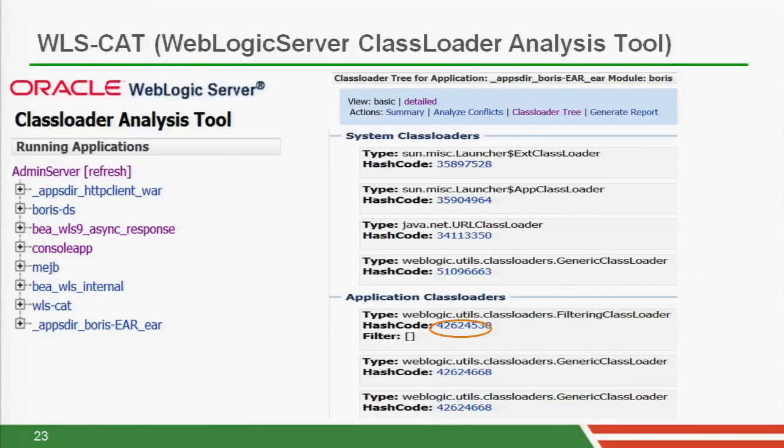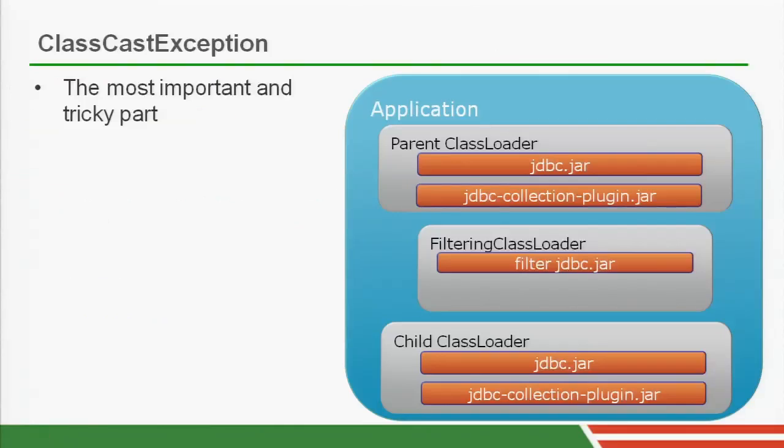Also, let's assume that the user has configured here a filtering class loader for the JDBC, because this is what he actually wanted. He wanted the JDBC for this specific application to be loaded from the application class loader. So let's assume the application is now running and it actually hits the point where it wants to execute a query to the database. Which class loader will be responsible for actually calling the JDBC API? It will be obviously the child class loader. This is why the developer configured the filter.